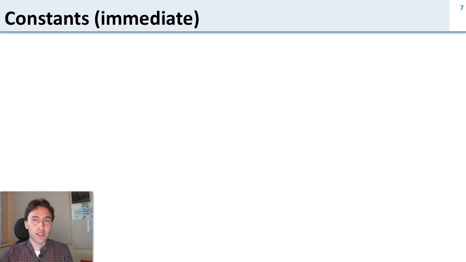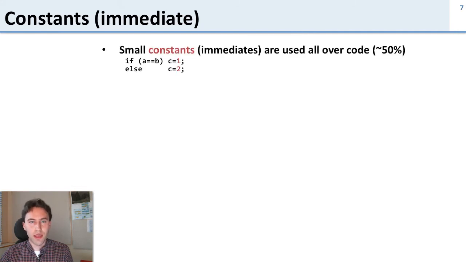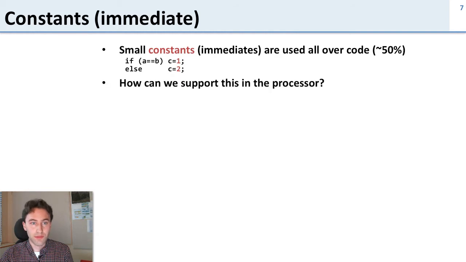Now let's talk about constants, or immediate values. Small constants are used all over the code. Here's an example: if A equals B, C equals 1, else C equals 2. You see this all over the place. The question we have is, how can we support this in the processor? We need to be able to get this data into the code so that we can use these numbers.